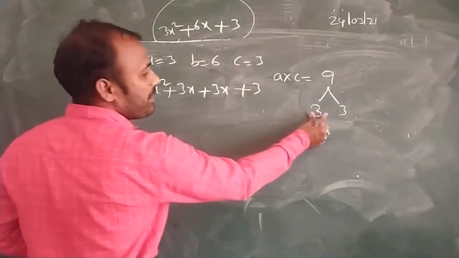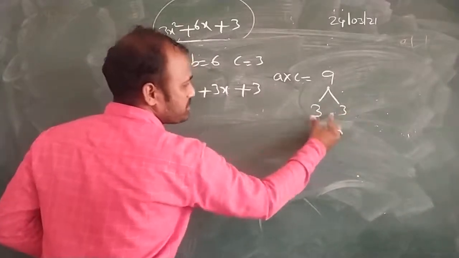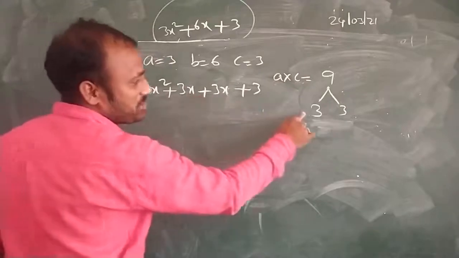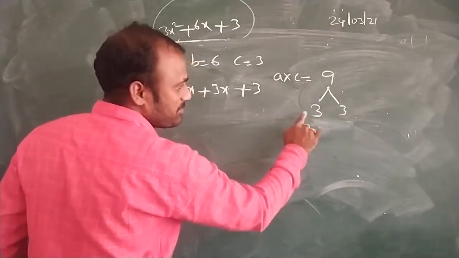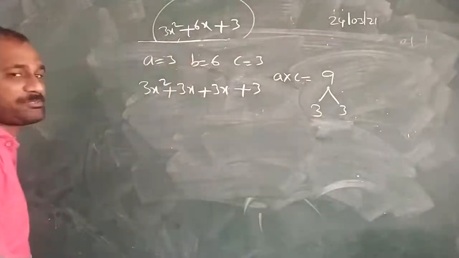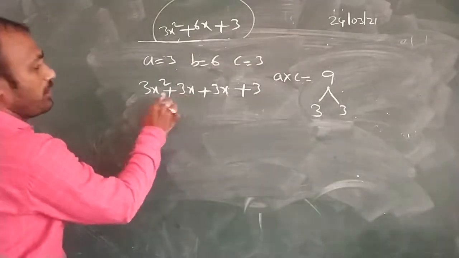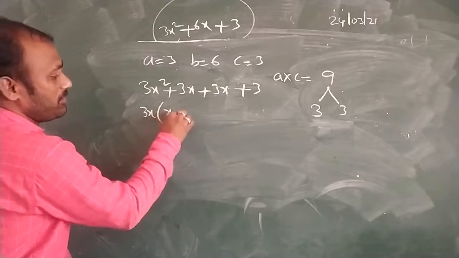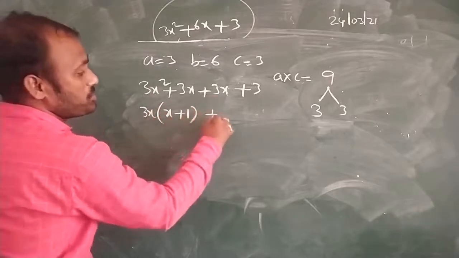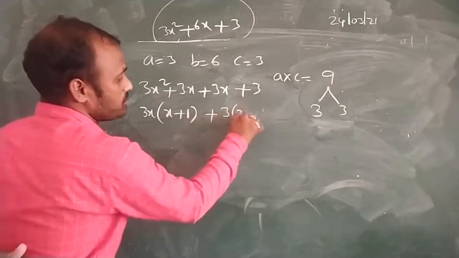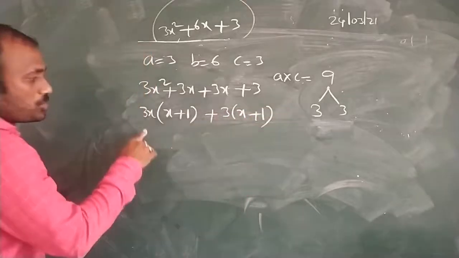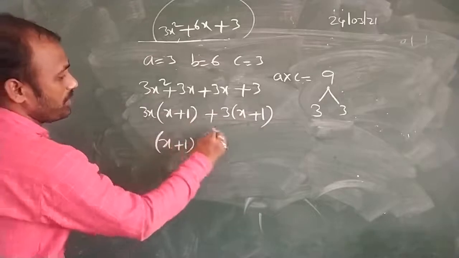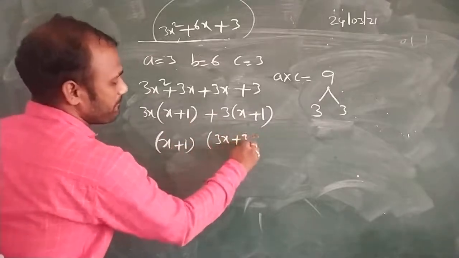Whatever number we are getting, we put x with it, so it will become 3x and 3x. I am writing plus 3x because the symbols here are only plus; when there is no symbol, we have to treat it as plus. In these first two terms, I can take 3x as common, so the left term is x plus 1. In the next two terms, I can take 3 as common, so the left term is x plus 1. Overall, I can take x plus 1 as common, so the left term is 3x plus 3.